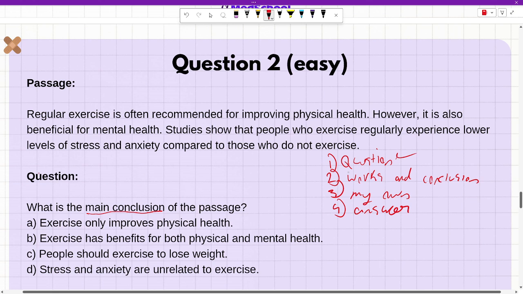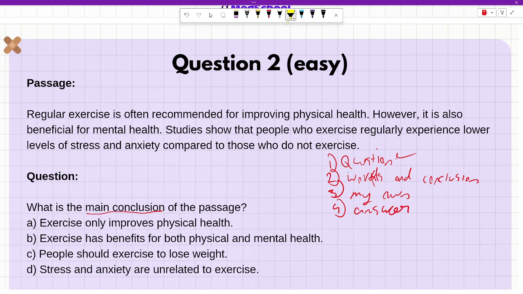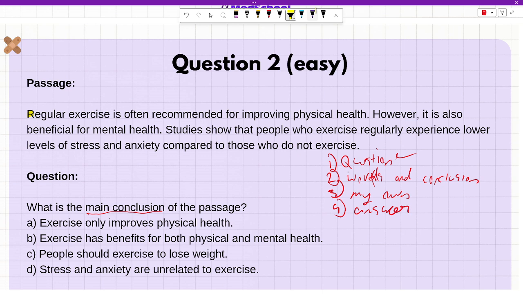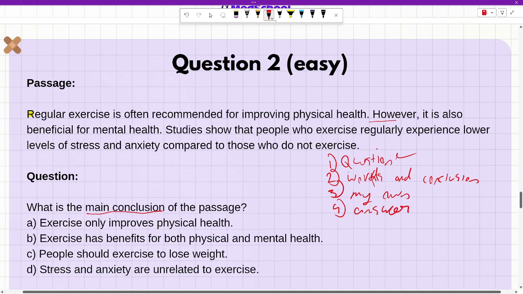Now let's see for the keywords and trying to find the conclusion, right? Let's read the passage. So, regular exercise is often recommended for improving physical health. Okay. However, it is also beneficial. Here, guys, this is a keyword. Again, as I said, however is a very nice keyword.